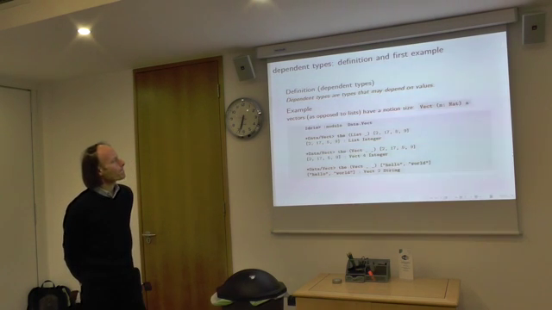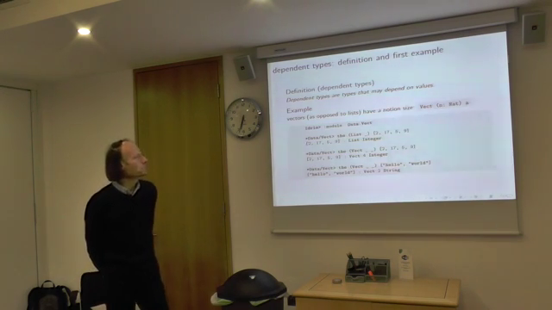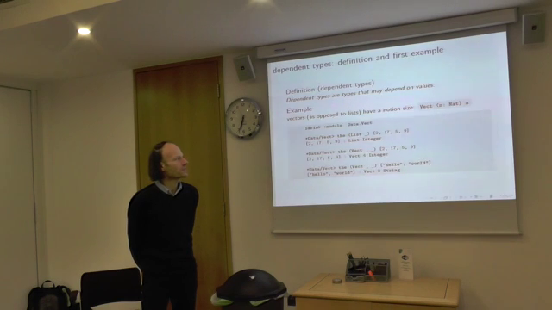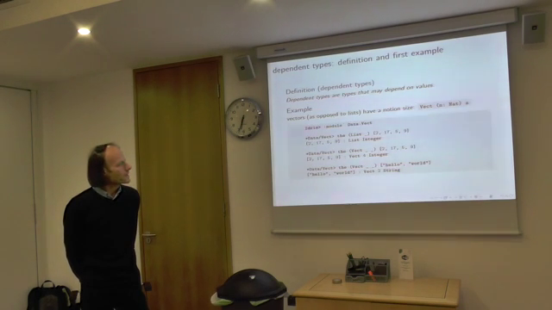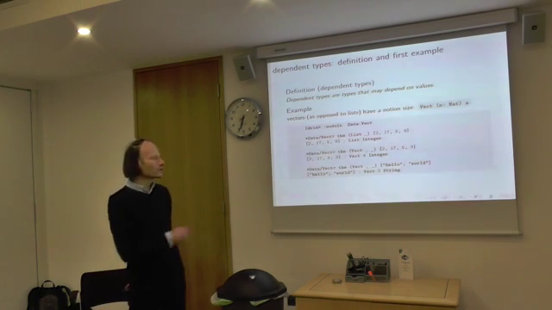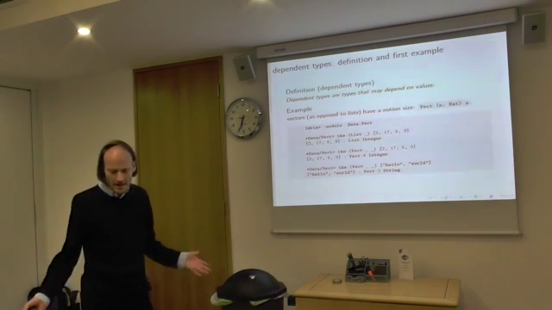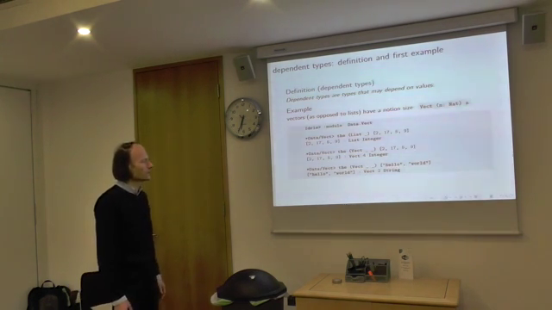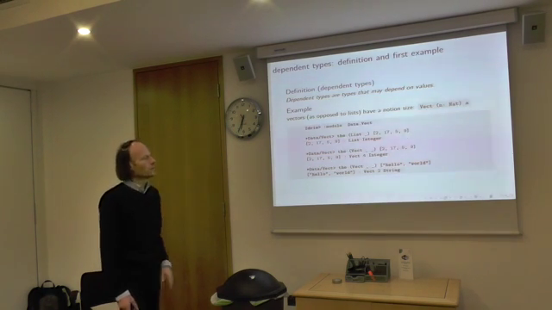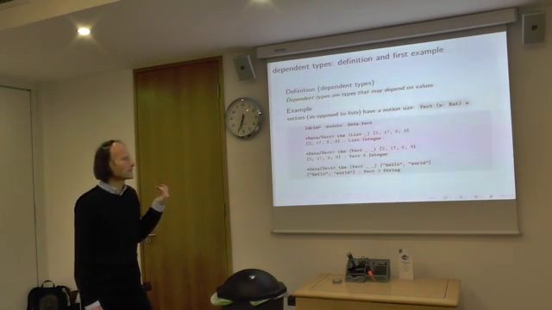So, what are dependent types? This is a very simple definition: dependent types are types that may depend on values. In order to illustrate what I mean, this is a very simple example. Vectors are the very basic types one comes across in any tutorial on any dependently typed language. There are more examples, even simpler ones, but these are the standard examples.